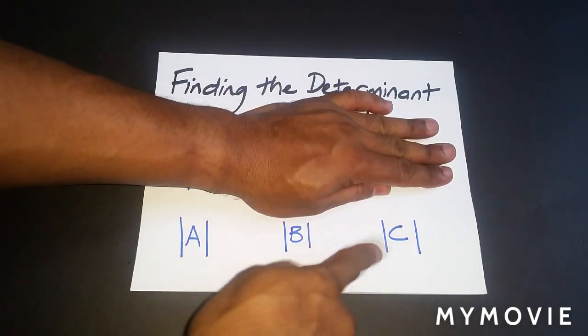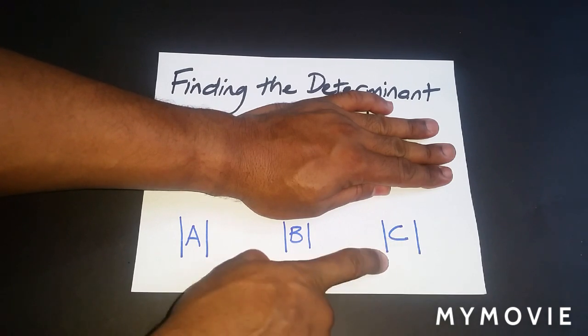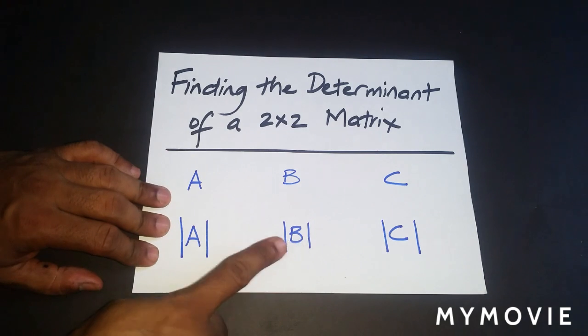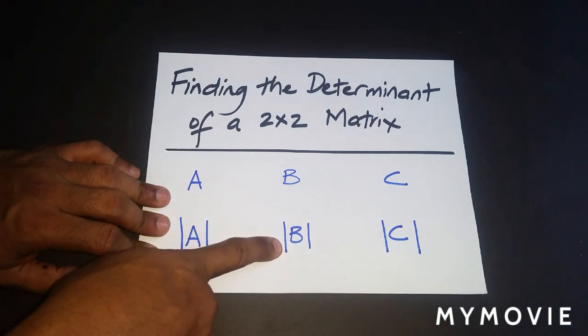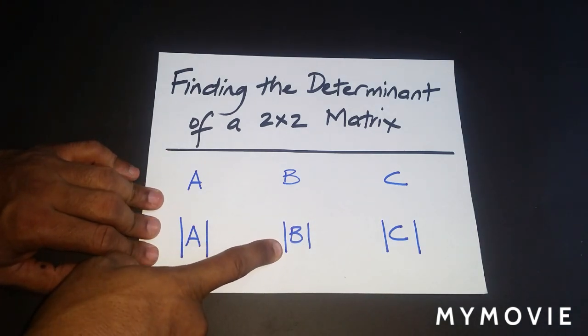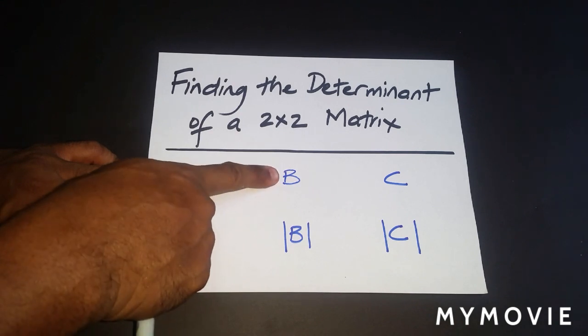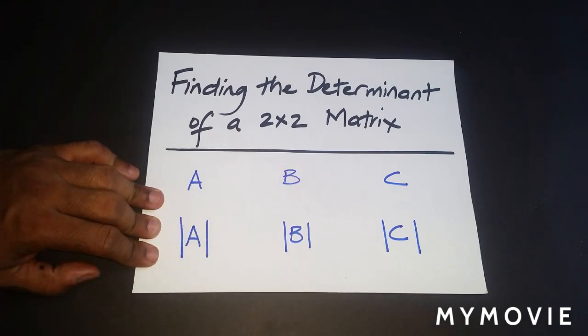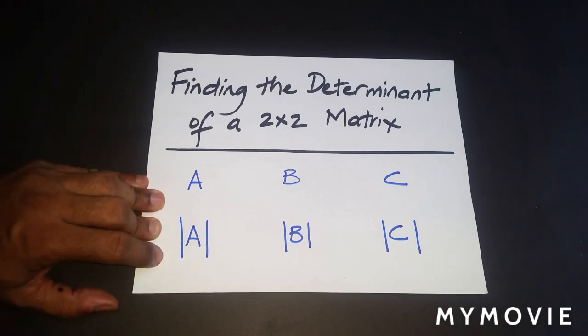So if you see this, it means the determinant of matrix C and not matrix C itself. If you see this, it means the determinant of matrix B and not matrix B itself. So this means the matrix, and this means the determinant of the matrix. We're going to get into that so you see clearly what I'm talking about. So we're going to look at finding the determinant of a 2 by 2 matrix.